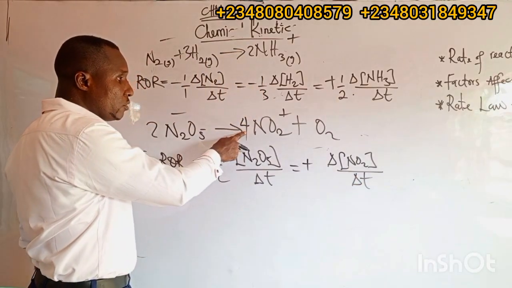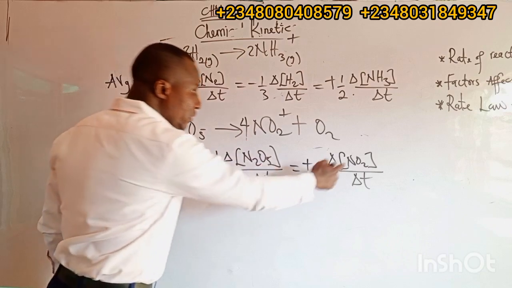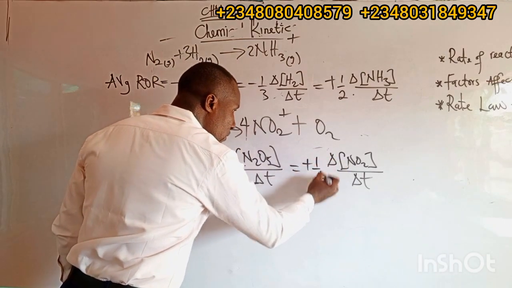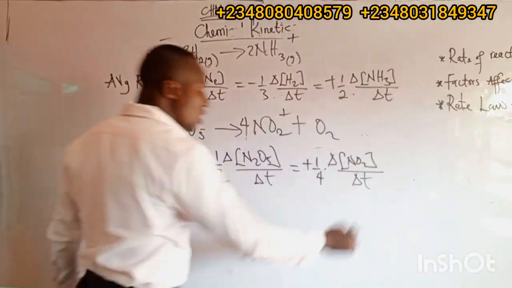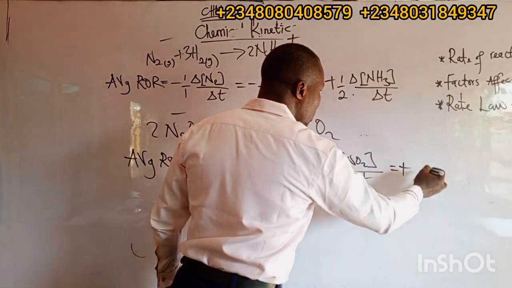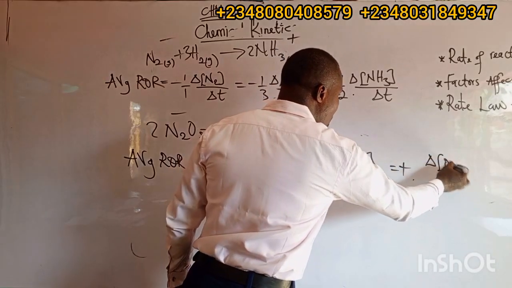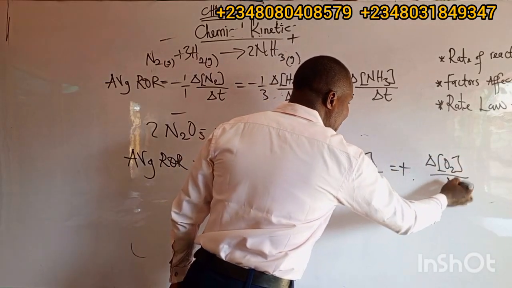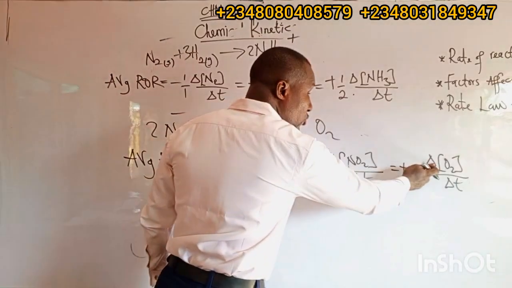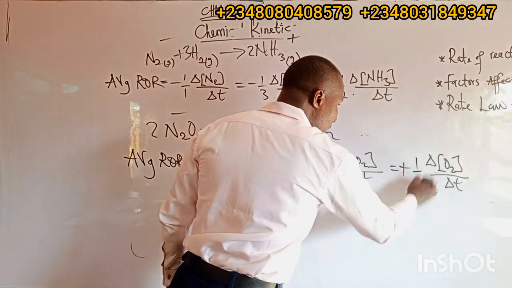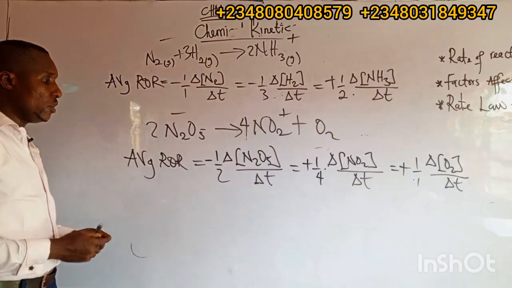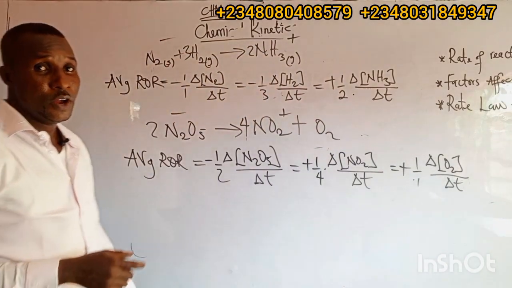What is the stoichiometric coefficient of NO2? 4. Divide the concentration of NO2 by 4. You have this. Equal to, for oxygen, we have plus change in concentration of oxygen gas with respect to time. What is the stoichiometric coefficient? 1. Divide the concentration by 1, so 1 over 1. Take note of that. That is the average rate of reaction.